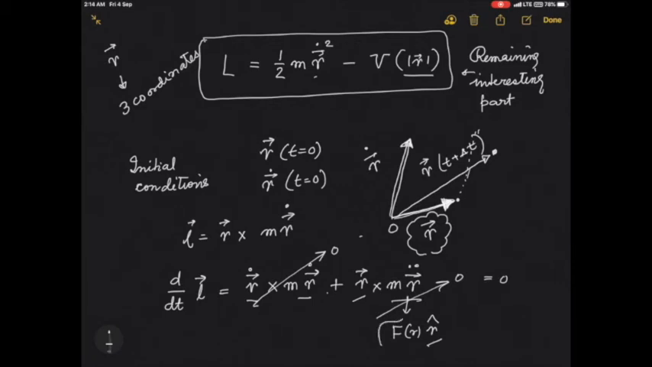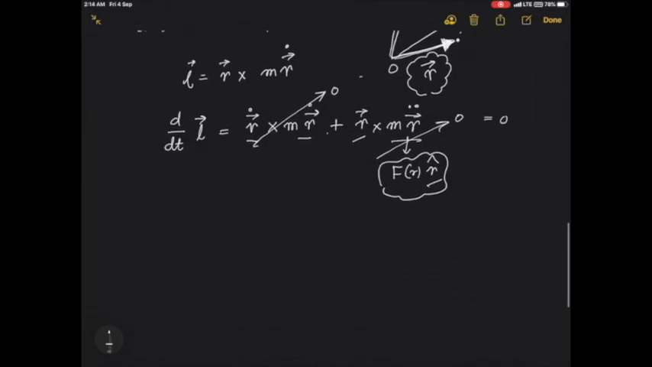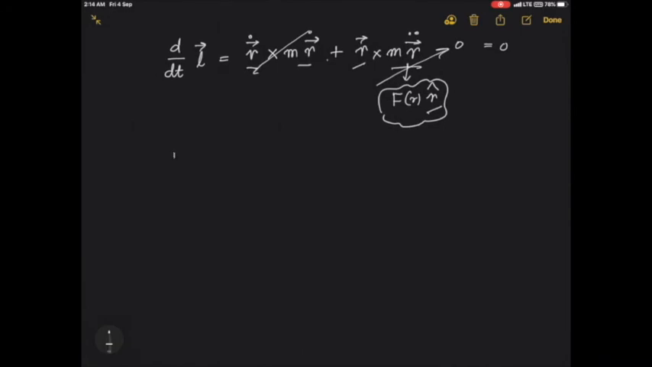Now this is essentially coming from the fact that this force is F(r) r cap, which is coming from the fact that the potential depends on the modulus of r. Okay, so this is the statement of the conservation of angular momentum. What can we do with it? Instead of writing the vector r in terms of 3 components, we can now write it in terms of 2 components, and the obvious choice is the 2D polar coordinate system.